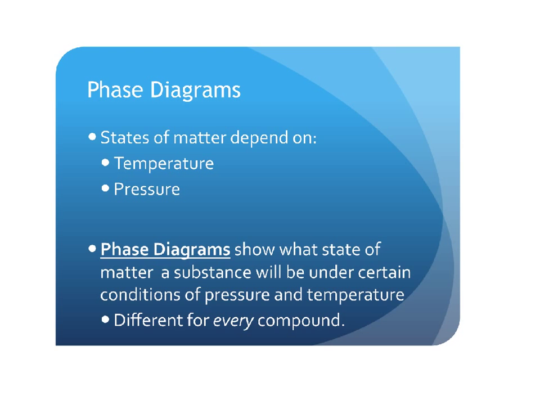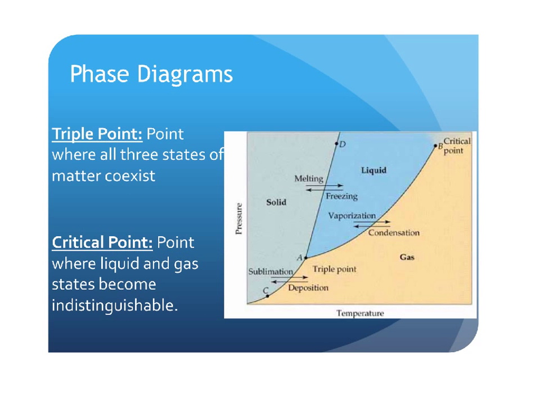A phase diagram shows what state of matter a substance will be in under certain conditions of pressure and temperature. It's important to note that while there are some general themes that we'll see, every substance has its own specific phase diagram that corresponds to specific temperatures and pressures. Let's go ahead and take a look at a sample phase diagram.